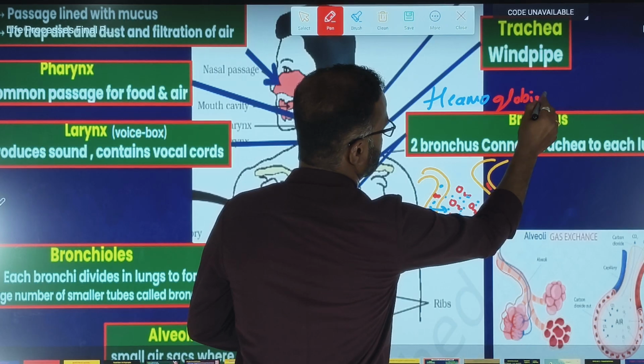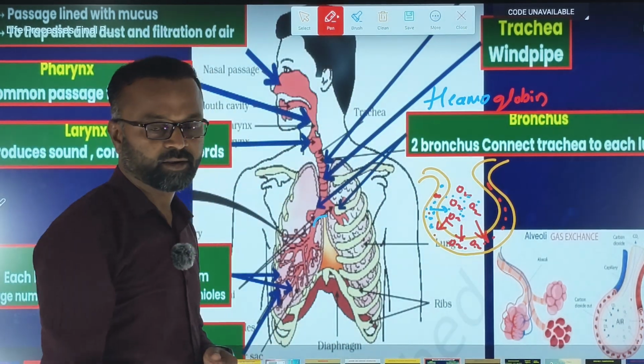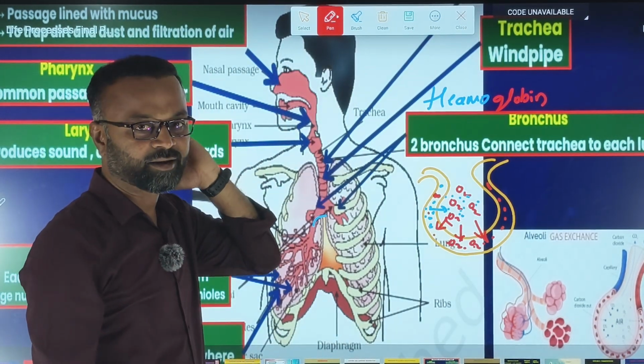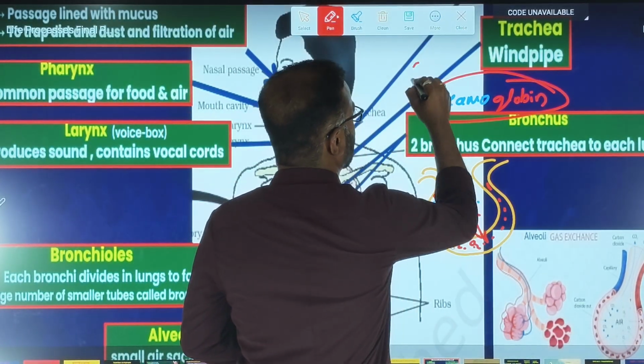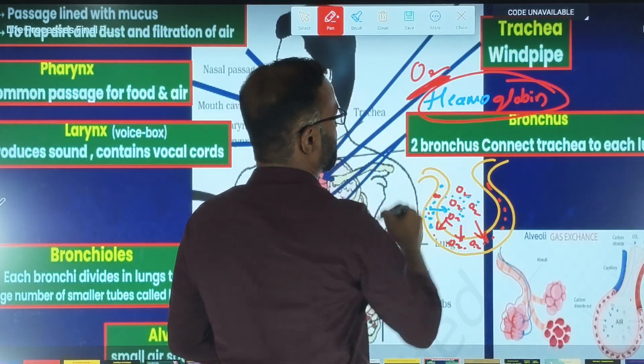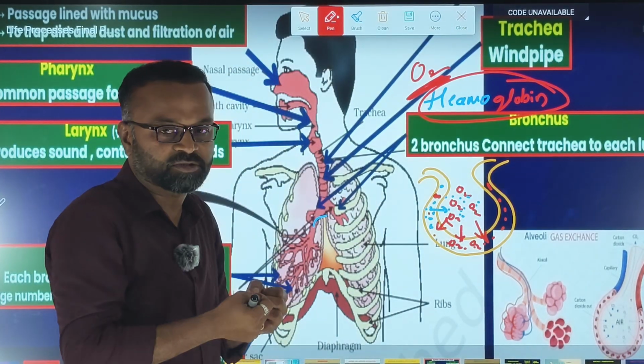Hemoglobin, which is the pigment, is the reason blood is red. What is the main function of this hemoglobin? It has the capacity to bind oxygen. It has an affinity towards oxygen.